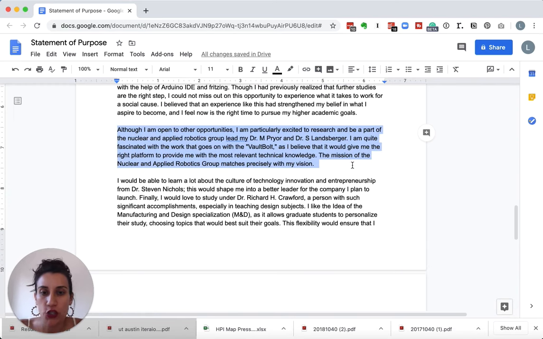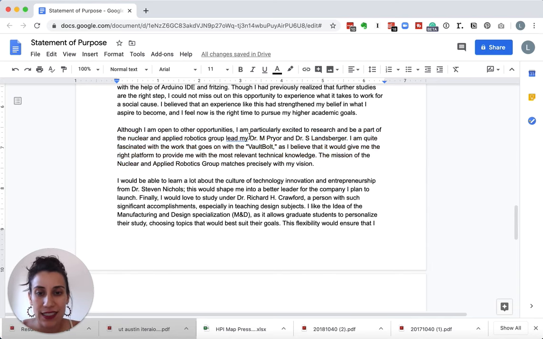Although I am open to other opportunities, I am particularly excited to research and be a part of the nuclear and applied robotics group led by Dr. M. Pryor and Dr. S. Landsberger. I'm quite fascinated with the work that goes on with the Volt bolt, as I believe that it would give me the right platform to provide me with the most relevant technical knowledge. The mission of the Nuclear and Applied Robotics Group matches precisely my vision.